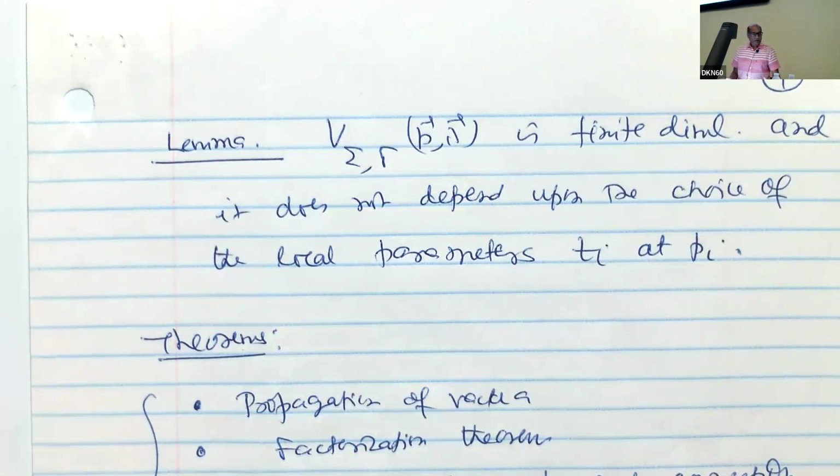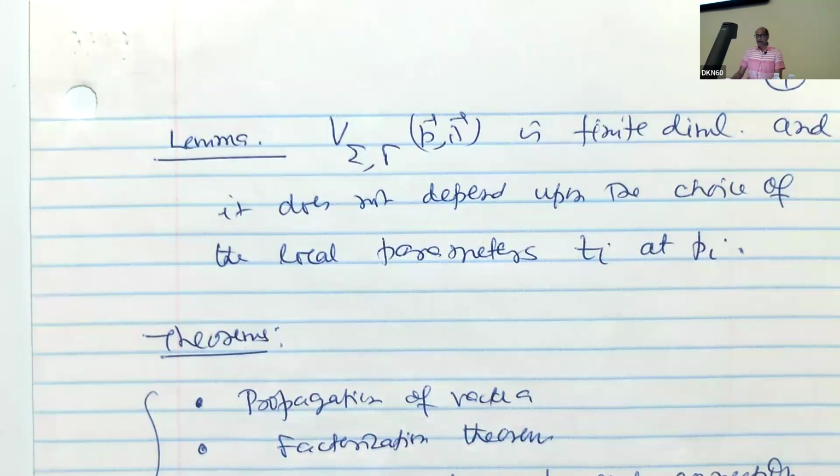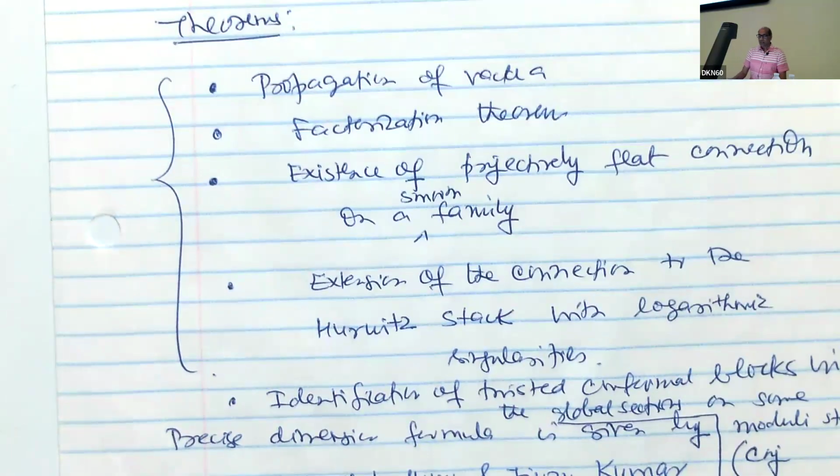Now, just as we had those theorems in the untwisted case, I am just going to say that propagation of vacua is correctly stated. Factorization theorem is correctly stated. Existence of projectively flat connection on a smooth family is correct. And extension of connection to the Hurwitz stack with logarithmic singularity is correct. So those results are correct.